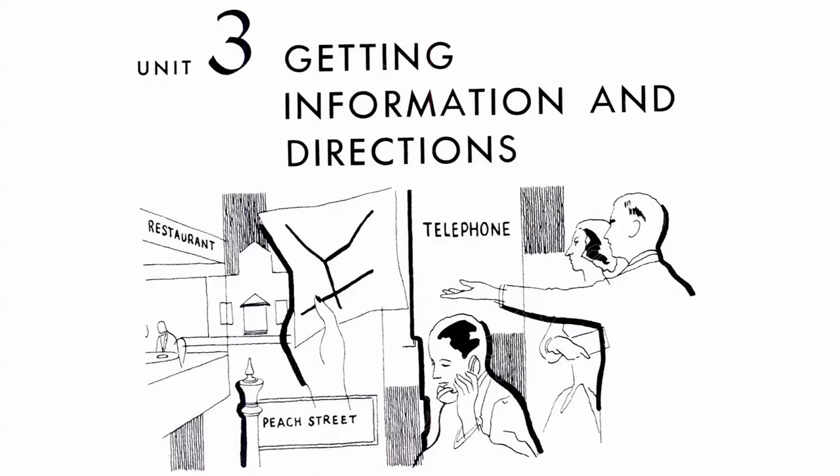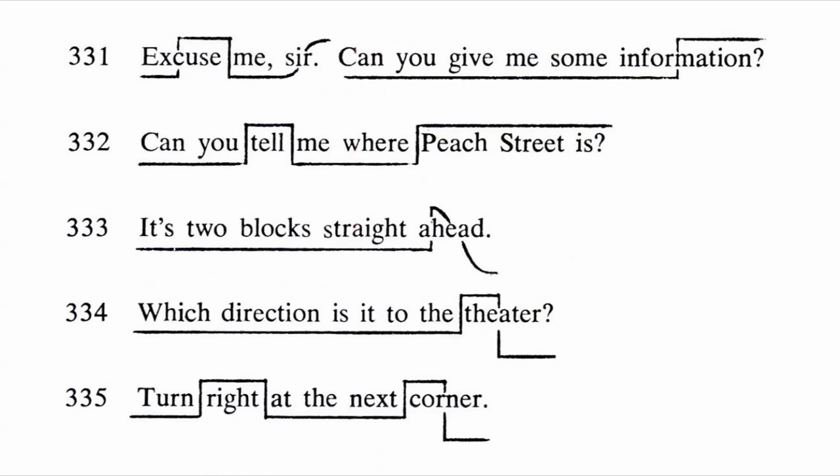Getting information and directions. Excuse me, sir. Can you give me some information? Can you tell me where Peach Street is? It's 2 blocks straight ahead. Which direction is it to the theater? Turn right at the next corner.